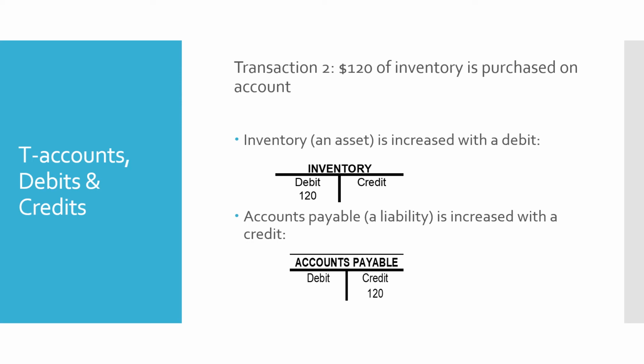Referring back to the double entry accounting system, two accounts, inventory and accounts payable, one debit and one credit, and the debits equal the credits. They're both $120.